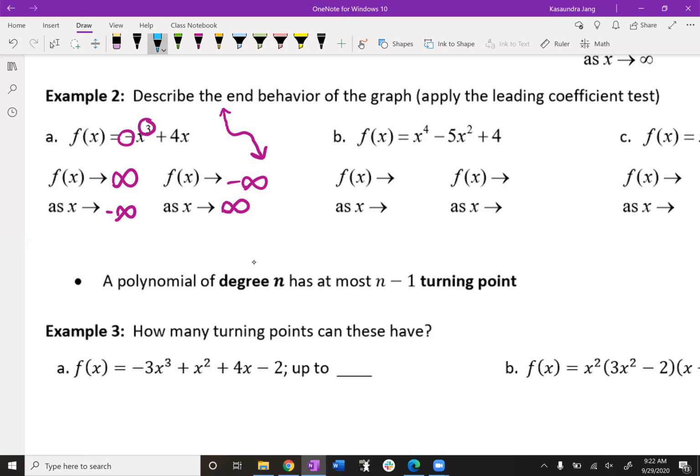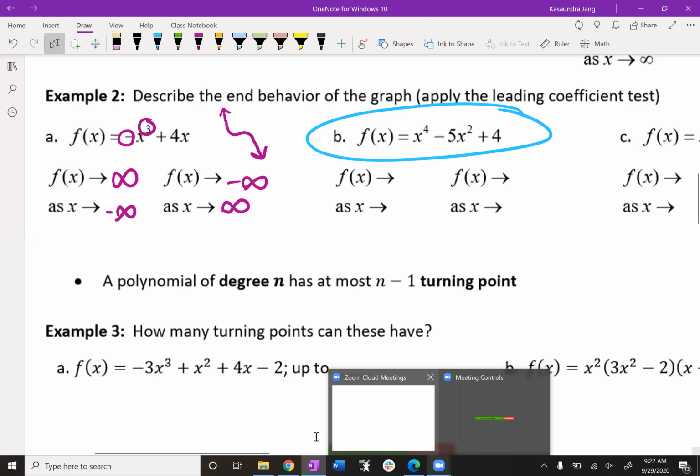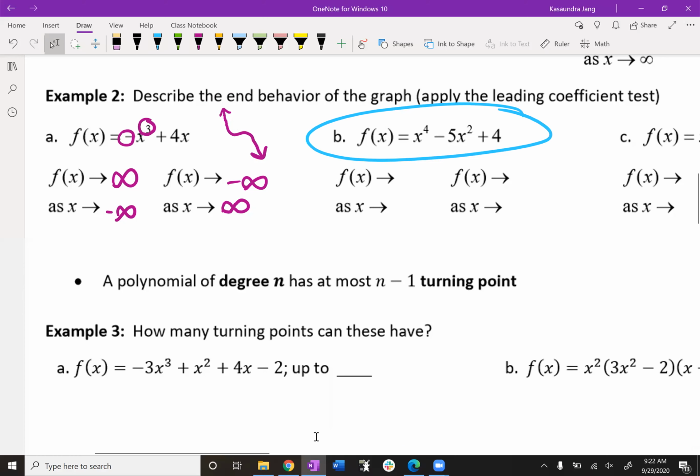So let's see, Ashley S. Ashley, what's your degree on part B here? What's the degree of this polynomial? Ashley, you there, honey? Ashley Salazar?